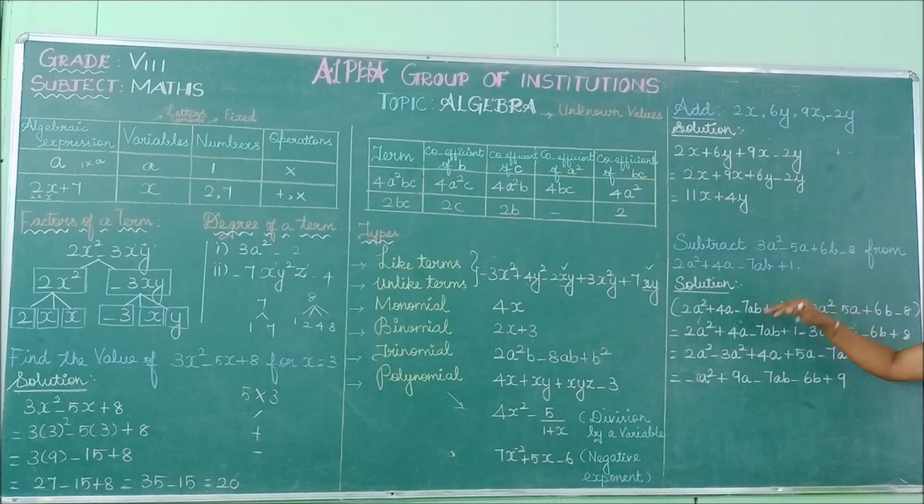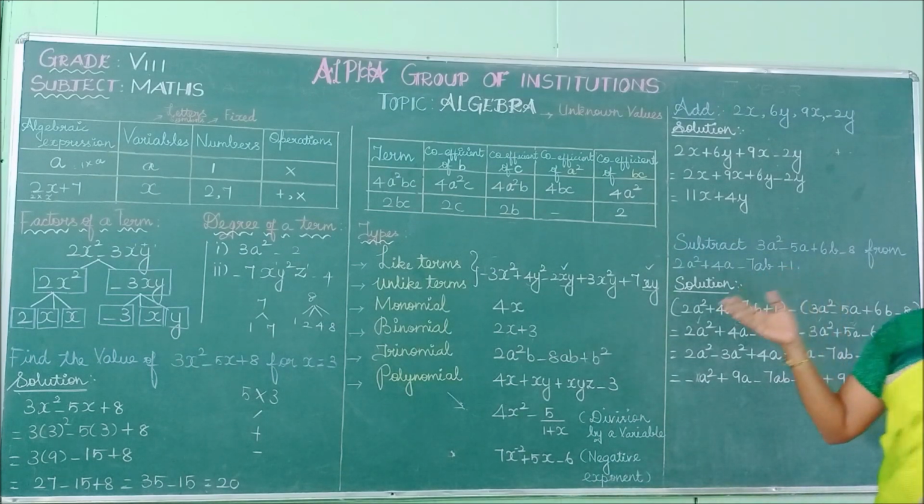So you have to write this term first and this term second. So you have to write this value. After that you have to multiply the minus into the inner terms. So after doing this step, you can arrange the like terms. Afterwards add or subtract the values. Finally you get the result.